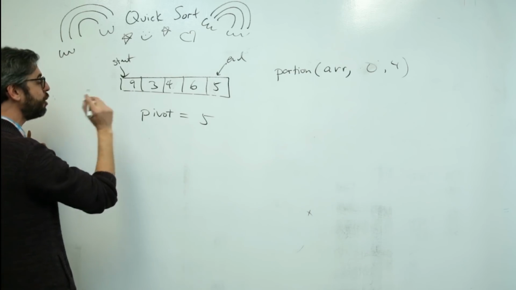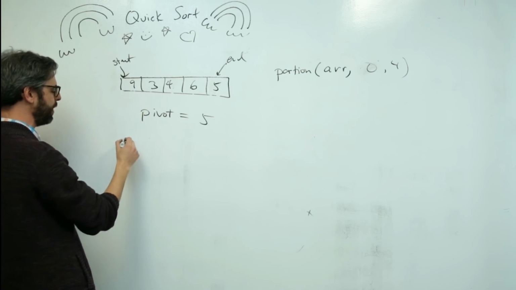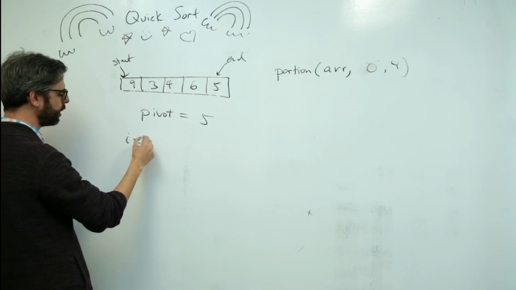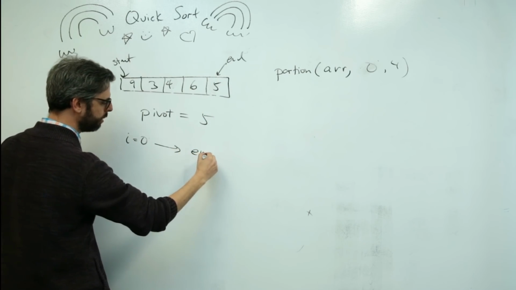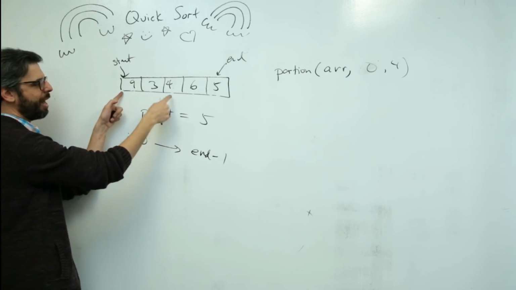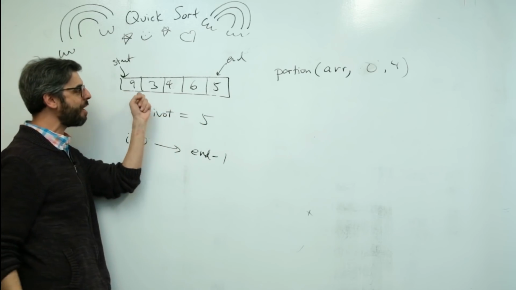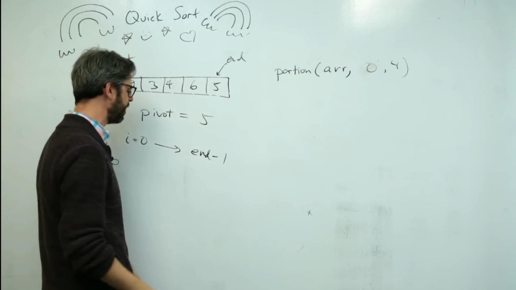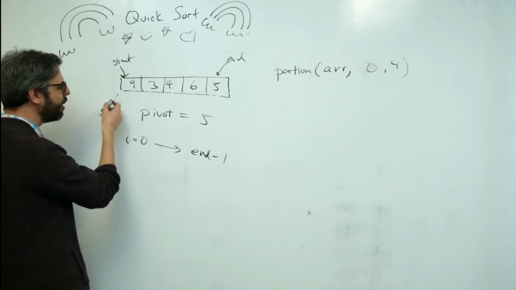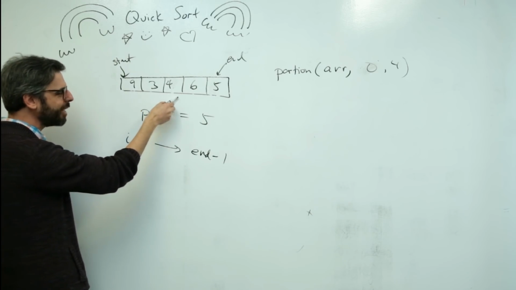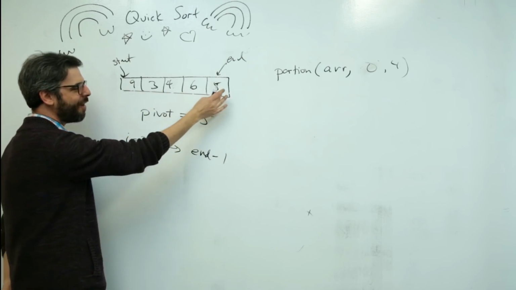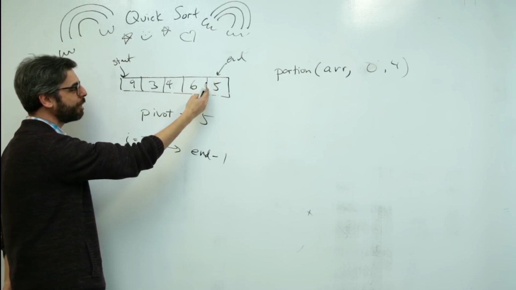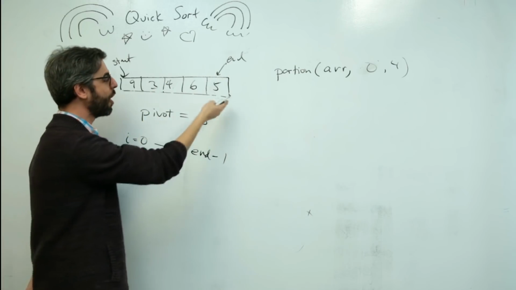First, we need to iterate through every element of the array, i equals 0 all the way up to the end minus 1. We need to compare every single element of the array against 5. I also need to keep track of the pivot index, because once I'm done, the 5 is going to stay here the whole time, and I need to quickly put 5 back into where it's supposed to go.